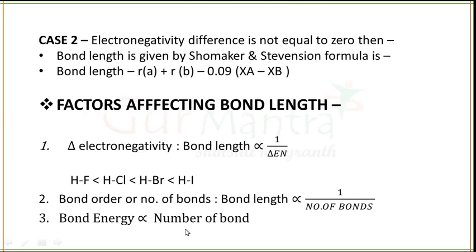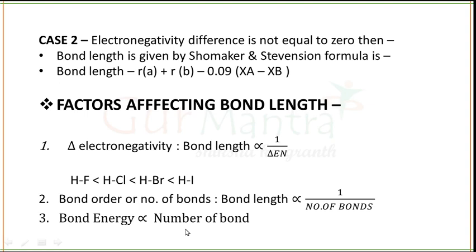Now, the second case is when the electronegativity difference is not equal to 0, which means you are talking about heteroatoms, or a heteromolecule. When the electronegativity difference is not equal to 0, then the bond length is given by the Shoemaker and Stevenson formula, which you have seen in the previous lecture on periodic trends.